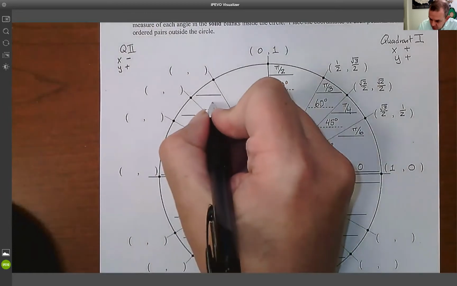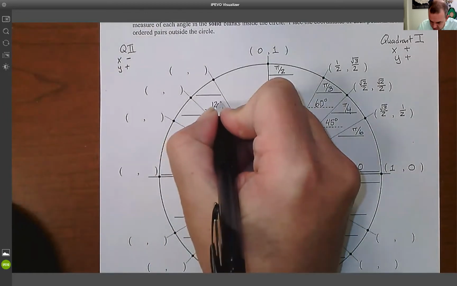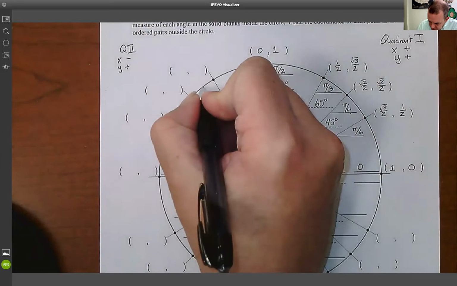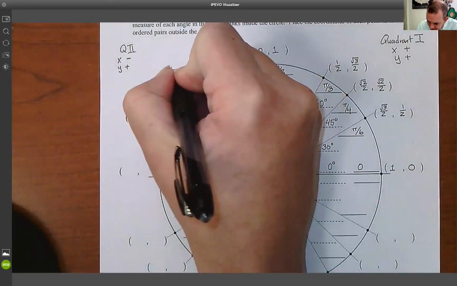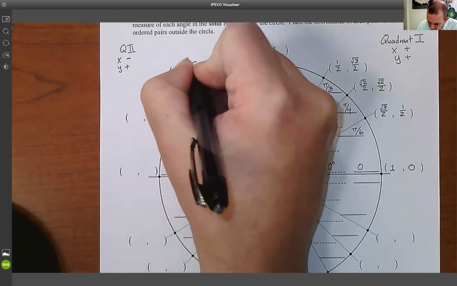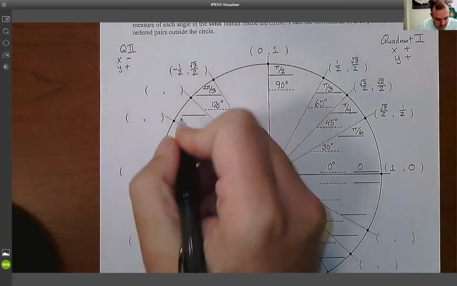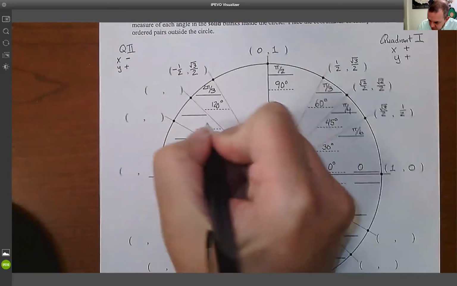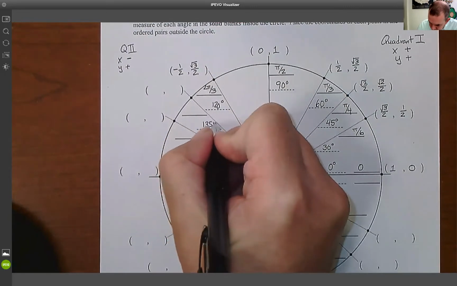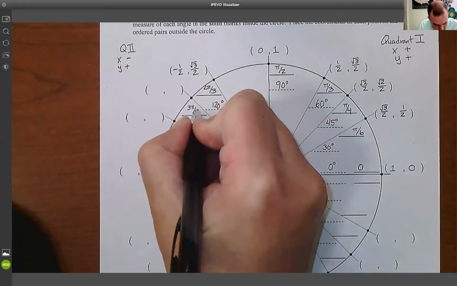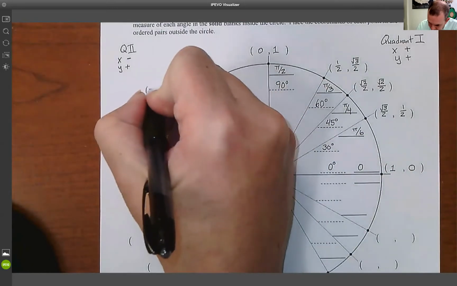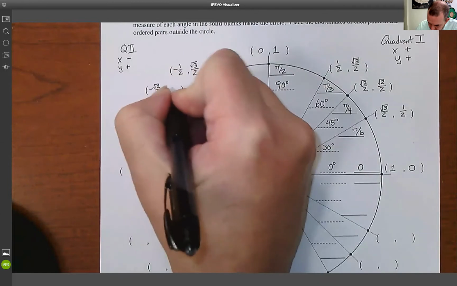So this is going to be 120 degrees. This is going to be 2 pi over 3. And this is going to be negative 1/2, root 3 over 2. The next one we deal with is going to be 135 degrees. That is going to be 3 pi over 4. And that is going to be negative root 2 over 2, root 2 over 2.